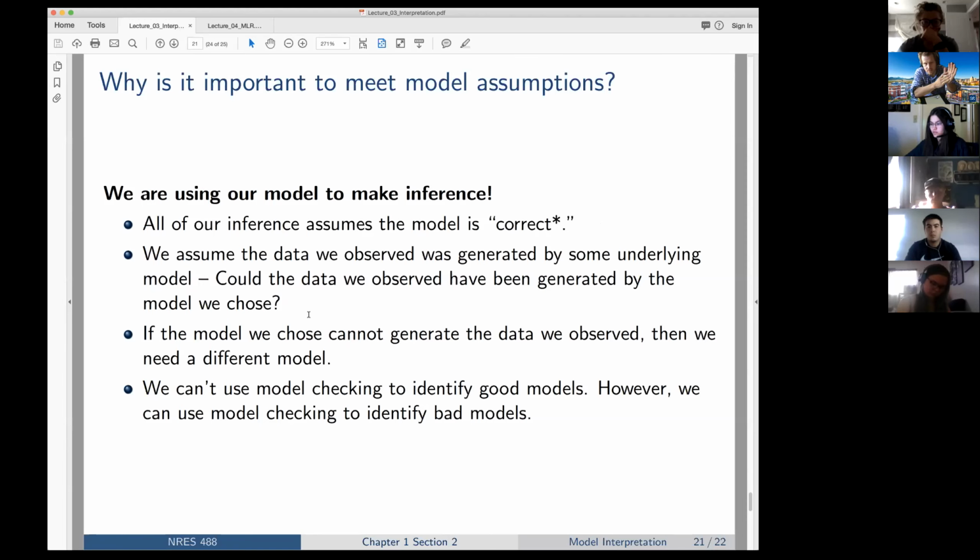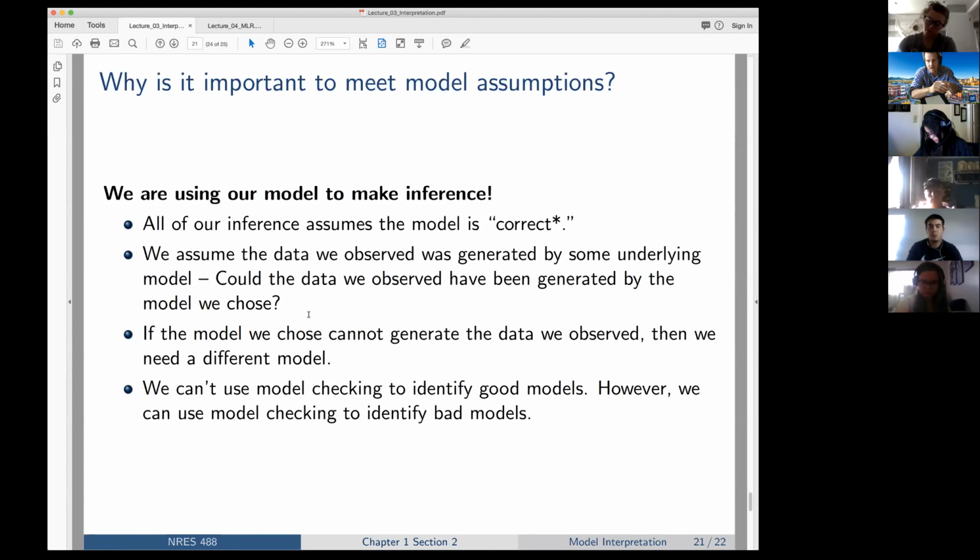We assume the data we observed were generated by some underlying model. And the question is, could the data we observed have been generated by the model we chose? If we were going to take the parameters that we estimated, plug those into the rnorm function in R, and simulate data, are those data going to at least look like the data we observed in nature? If they do, it seems like our model's okay. But if there's something different with the data compared to the model that can be simulated with our model, then we might want to consider a different model. If the model we chose cannot generate the data we observed, then we need a different model. This is what I just said.